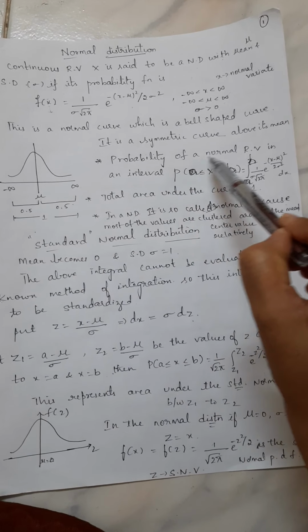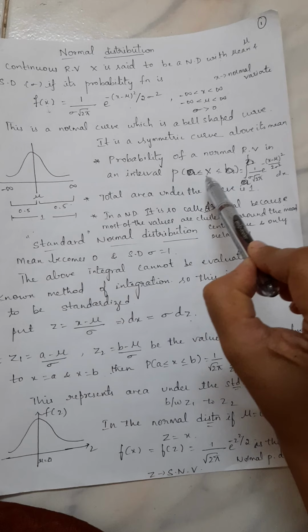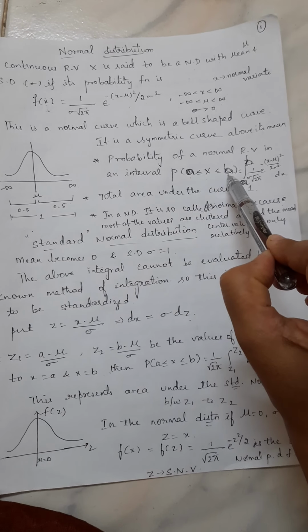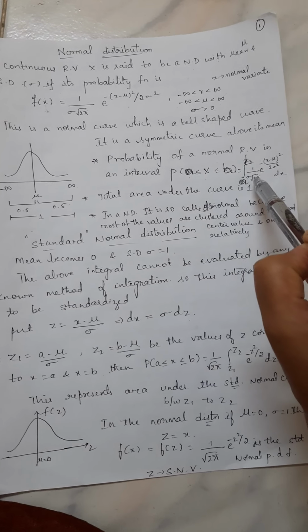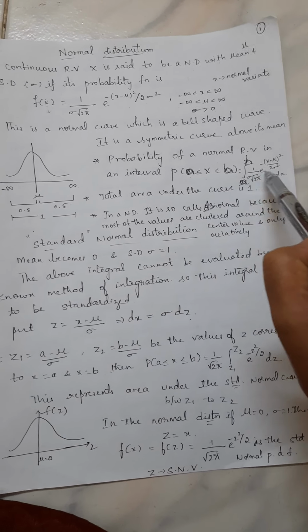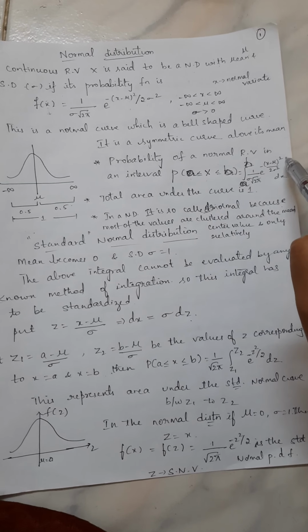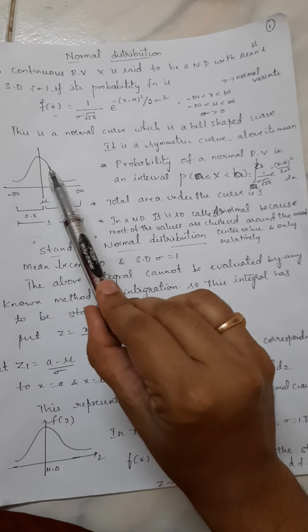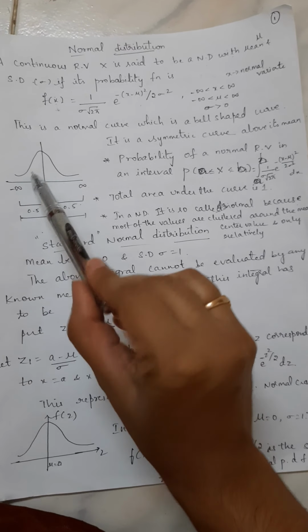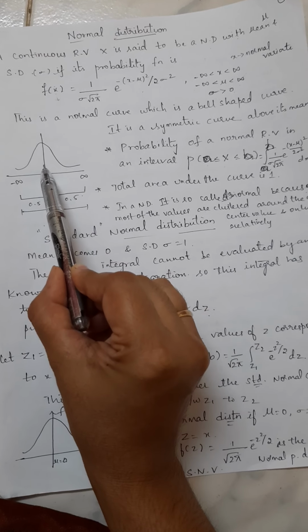And the probability of the normal random variable in an interval, P of x lies between a to b, is given by the integral between a to b of 1 by sigma times square root of 2 pi e to the power minus of (x minus mu) the whole square divided by 2 sigma square into dx. And the total area under the curve, this is the total area from here to here, it is 1.